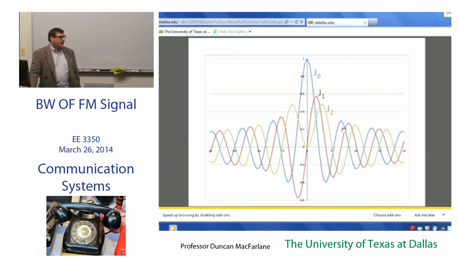Notice that J0 is even. J2 is also even. J1 is odd. That's an odd function. So the Bessel functions have parity, a really nice rule, and the parity follows their index. You see that J0 starts high, it goes down, and it oscillates. It'll ring down.